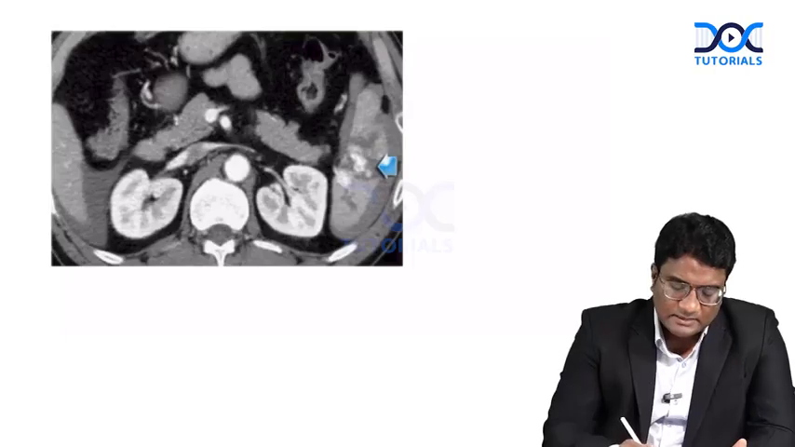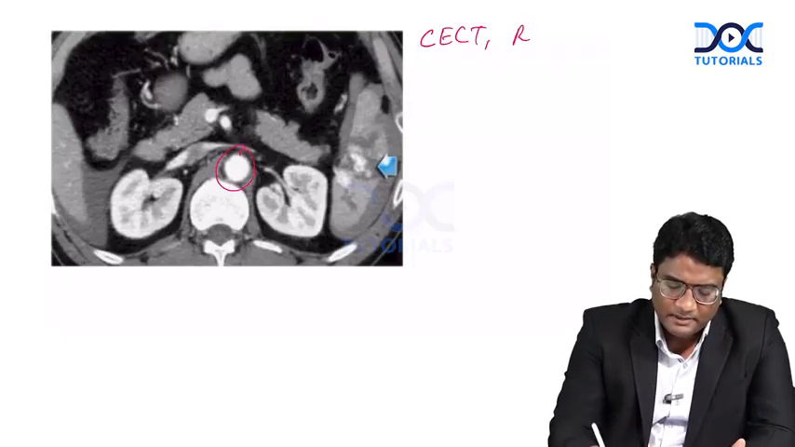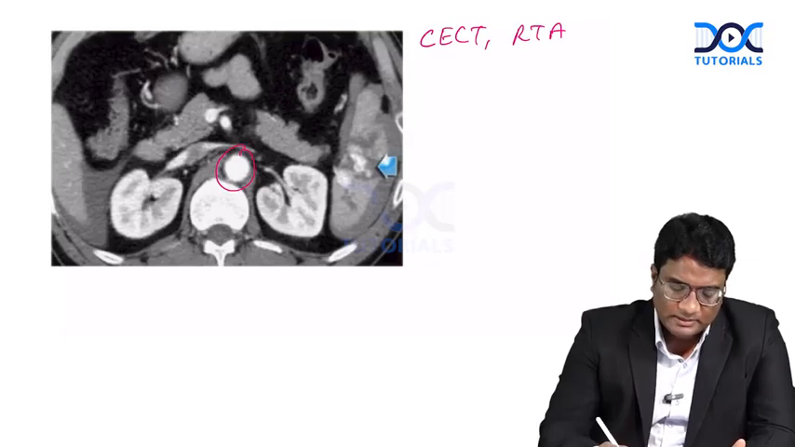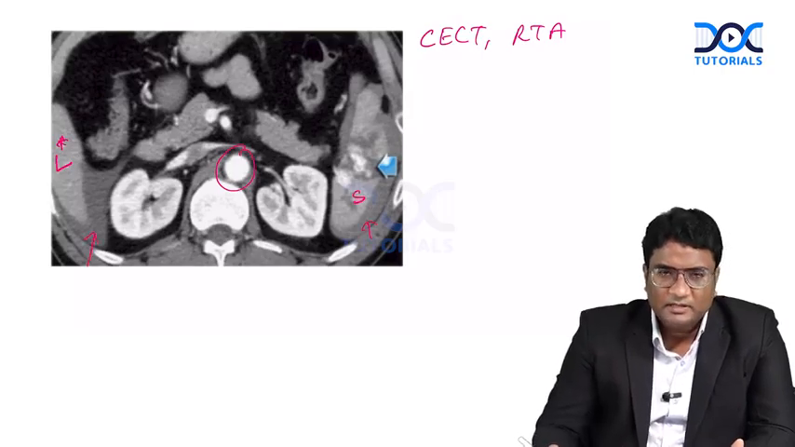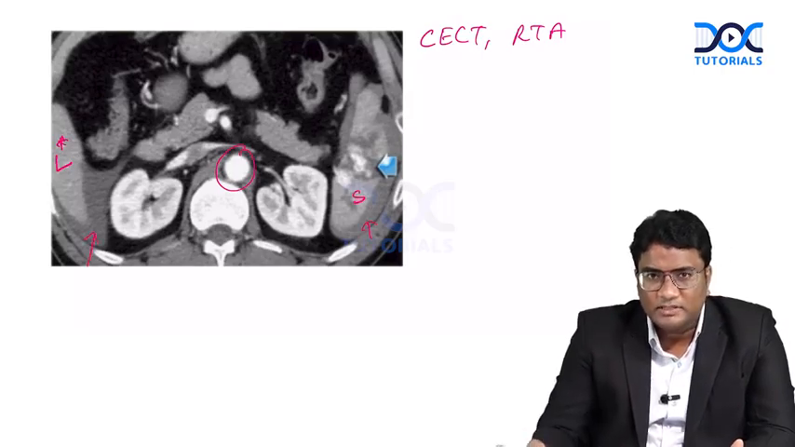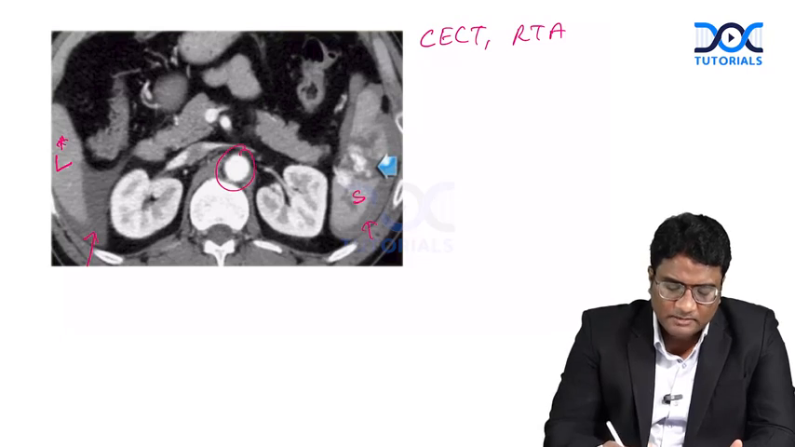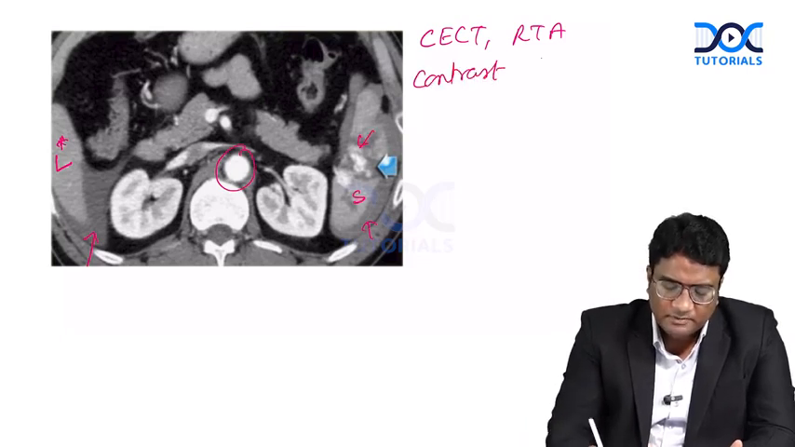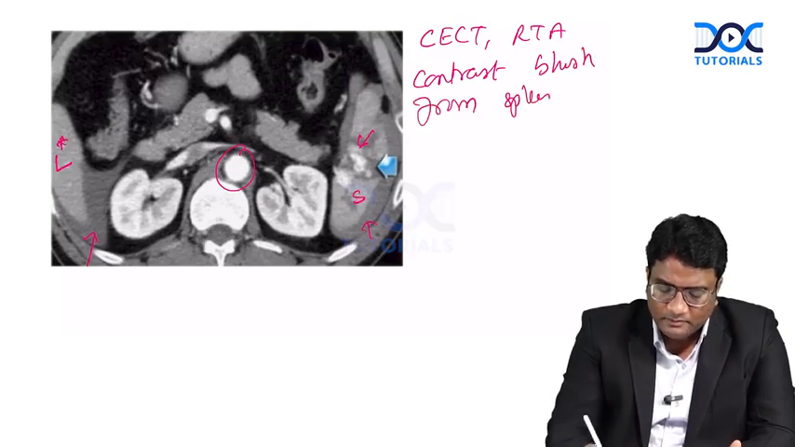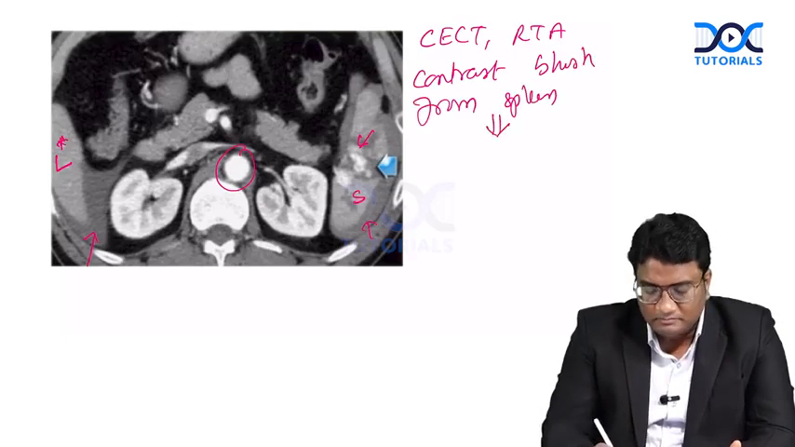Now look at this. This is a contrast CT scan done in a case of abdominal trauma. And what do you see here? You can see this is the liver, this is the spleen. On the right side is liver, on the left side is spleen. And you're seeing some fluid around the liver and spleen. But which organ do you think is injured in this patient? You are seeing the contrast blush coming from the spleen. So when you see such contrast blush from the spleen, think of splenic injury.